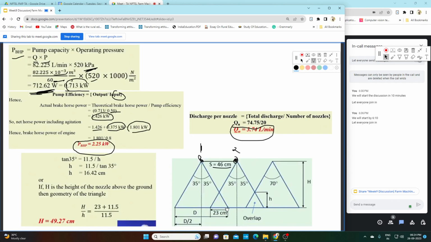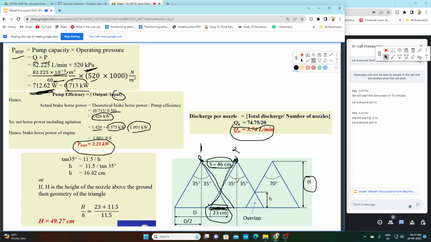It has been given in the question that there is a 50% overlap between these two spray patterns. So this is the 50% overlap. This spray pattern and this spray pattern overlap, and this part is your spray overlap, which is given as 50% of the nozzle spacing. The nozzle spacing is 46 centimeters, so 50% of the nozzle spacing will be 23 centimeters. This is given. Now we have been asked to find the height of the nozzle, which is capital H.